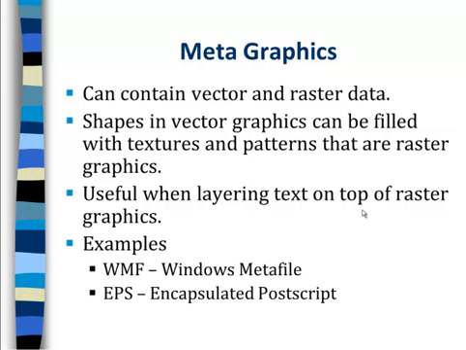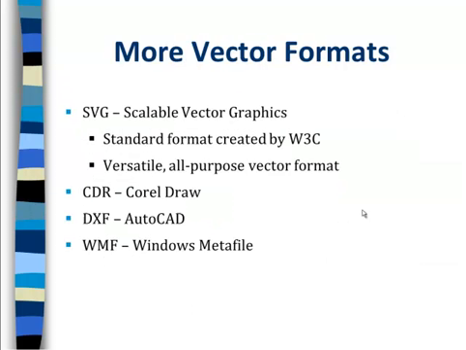Shapes and vector graphics can be filled with textures and patterns that are raster graphics, useful when layering text on top of raster graphics. These examples are like WMF files, which you'll see is a lot of your clip art, which is Windows Meta files, and your EPS files. Here are some more file formats: SVG, CDR, DXF, WMF.